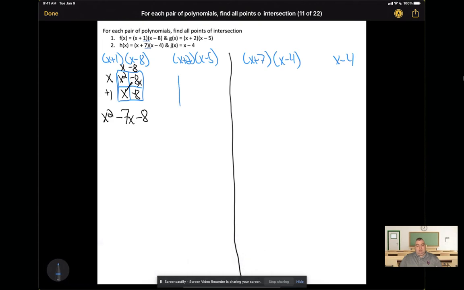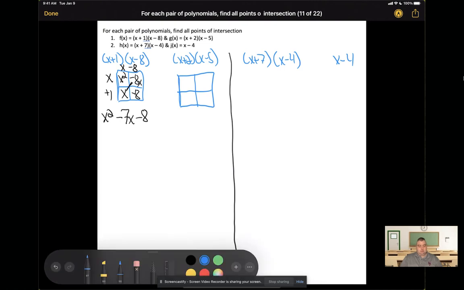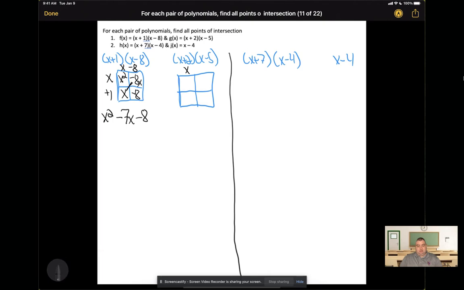Let's do the same thing with the second polynomial. So we have x plus 2 and x minus 5. So quickly, x times x is going to be x squared. 2 times x is going to be 2x. Negative 5 times x is going to be negative 5x. And negative 5 times positive 2 is going to be negative 10.